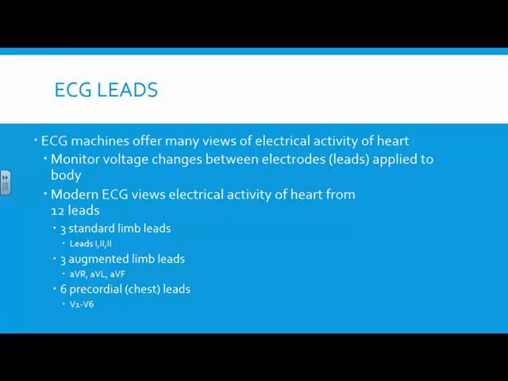ECG machines offer many views of the electrical activity of the heart. They monitor the voltage changes between the electrodes. Modern ECG views electrical activity of the heart from 12 leads. Some are 15, some are 18 leads. Most of the standard ones that we use are 12 leads. Now this is going to be important. You've got 3 limb leads, 3 augmented limb leads, and 6 chest leads.